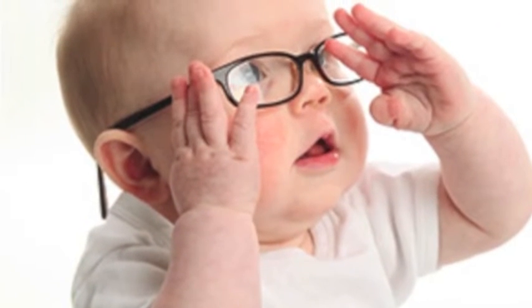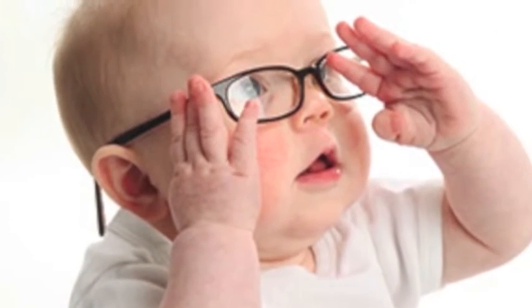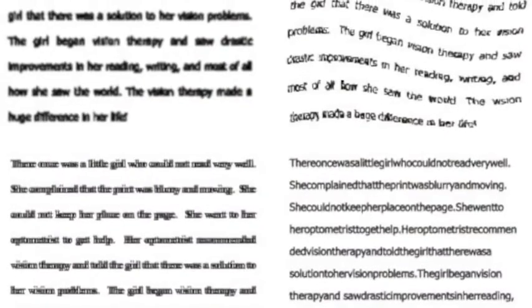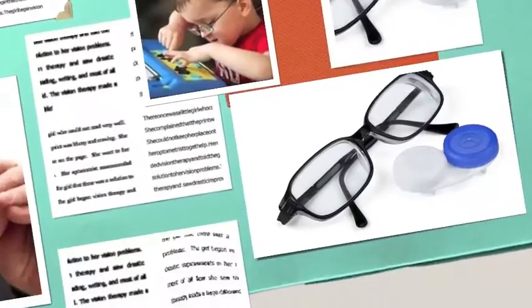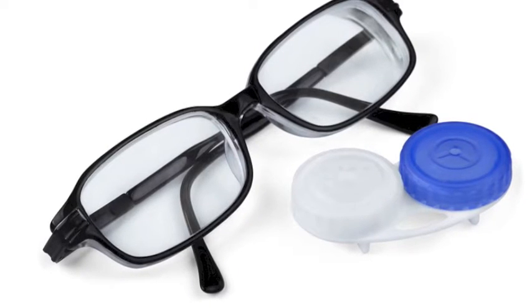Many people will experience some type of visual problem at some point in their lives. Whether they can no longer see objects far away or have problems reading small print, these types of conditions are often easily treated with contact lenses or eyeglasses.